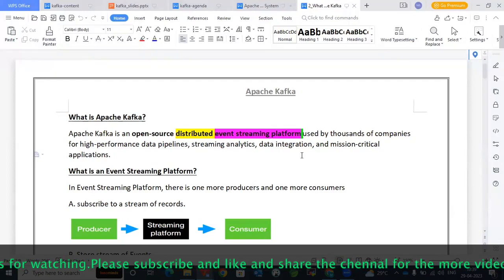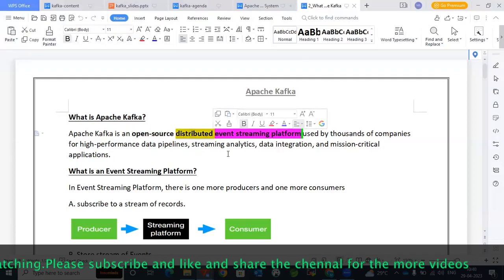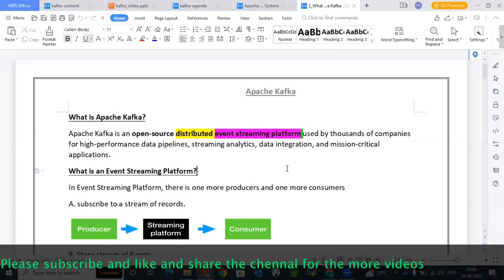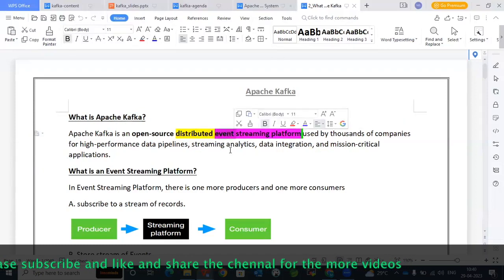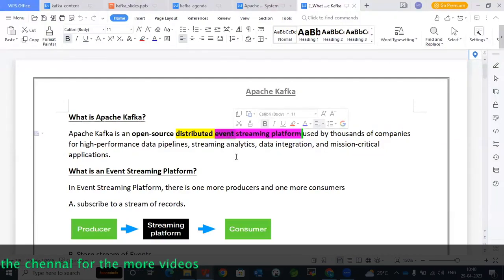Now you have to understand each and every word individually. What is open source? What is distributed? What is event? What is streaming? What is platform? As part of this, let us first understand what is an event. Then we will understand what is streaming, then what is event streaming, and again what is an event streaming platform. Got it, right? So let us go and first understand what is an event.